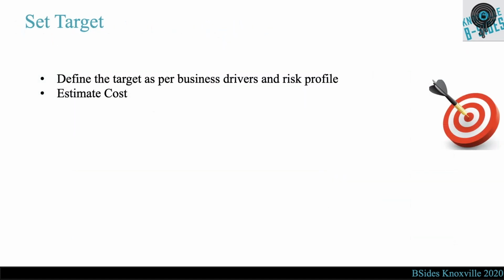Once you finish the assessment, you need to define the target as per business drivers and the risk profile for your organization. Now, the most important thing over here is to estimate the cost. So on average, it takes about 5 to 10% higher cost for every level of maturity. When you try to increase every level of maturity, it takes about 5 to 10% higher cost. We do not have concrete data, but this is based on most of the SAMM practitioners' feedback. This is the rough estimate.